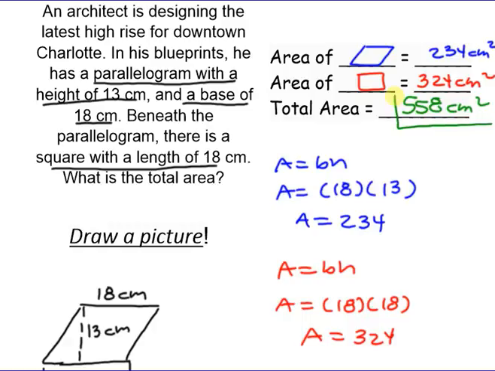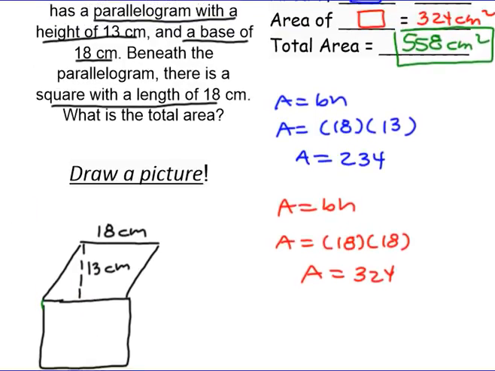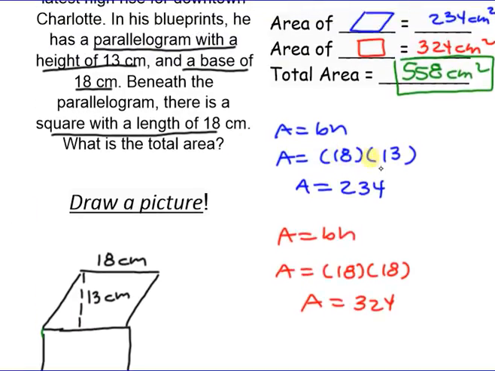Alright, go ahead and hit pause if you're not done. So, here's the drawing that this described. Notice that the parallelogram does share a base with the square. That's why this is 18, this is 18, and this is 18. So the area of the parallelogram was base times height, which is 18 times 13, which would give you 234. The area of the square was 18 times 18, which would give you 324. And when you added those two together, you should have gotten 558 centimeters squared.